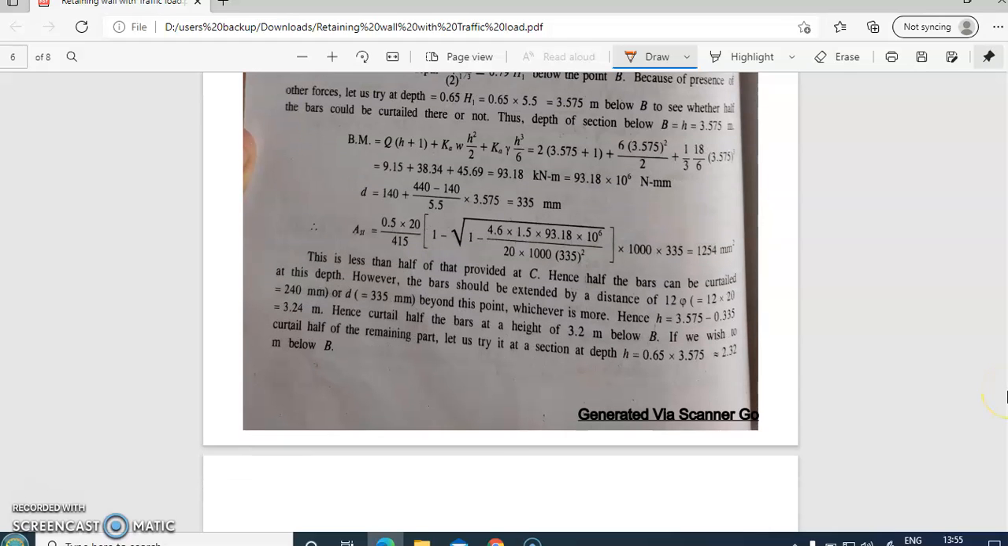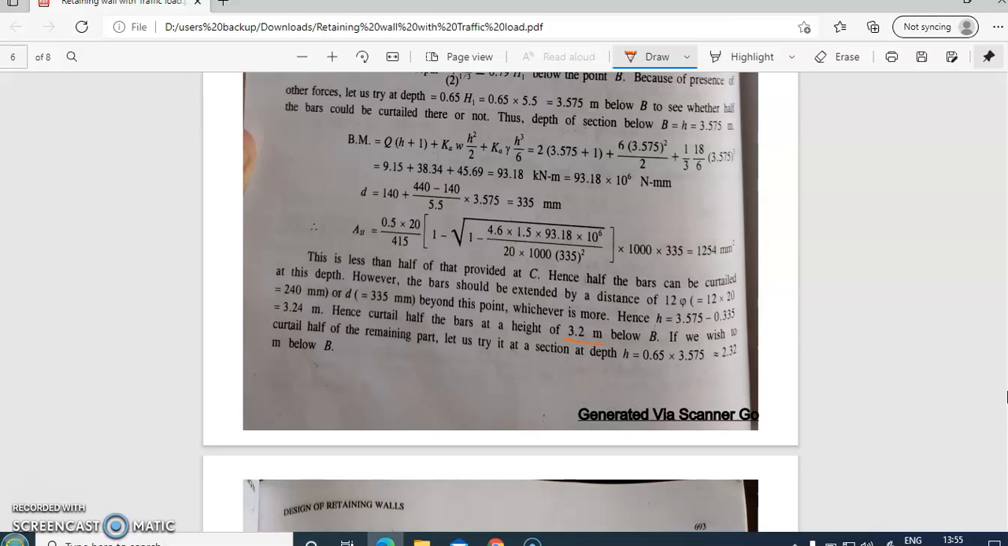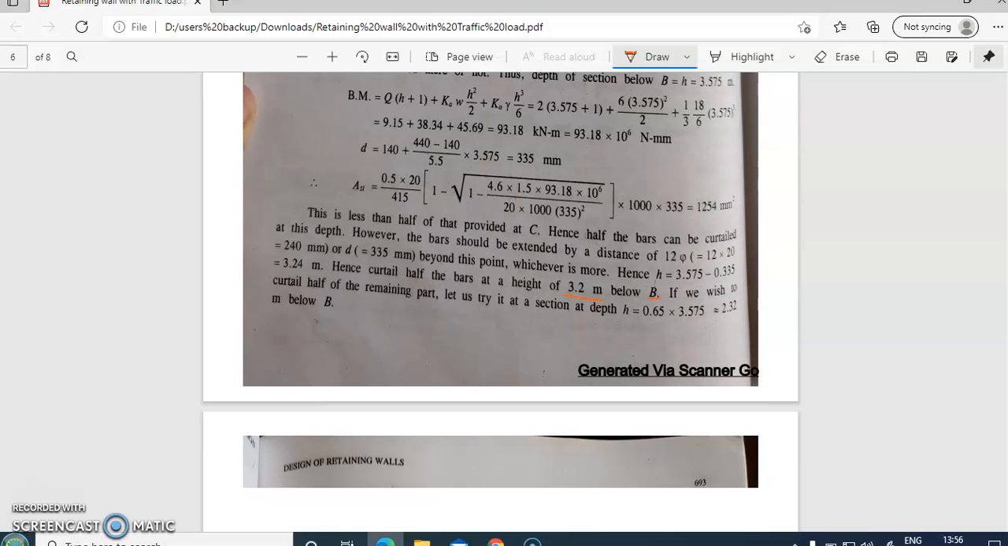So what the author has found out is that half the bars can be curtailed at a height of 3.2 meters below B. Okay, so B is the top of the stem, and half of the bars, so if it is 20, we had provided 20 mm at 100 mm center to center. So at this particular distance that the author has mentioned, we can curtail half of the bars. That means from above this point, it will be 20 mm at 200 mm center to center. That means you're curtailing every alternate bar.